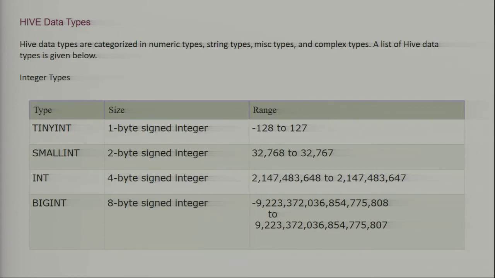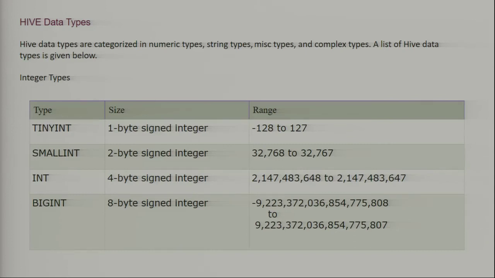Let's check out. Hive data types are categorized into numeric types, string types, miscellaneous types, and complex types. A list of Hive data types is given below. As you can see, the integer type has a particular type called tinyint. We'll be using tinyint, the smallest of the data types, a 1 byte signed integer. The range is -128 to 127. So this kind of range is handled by tinyint.